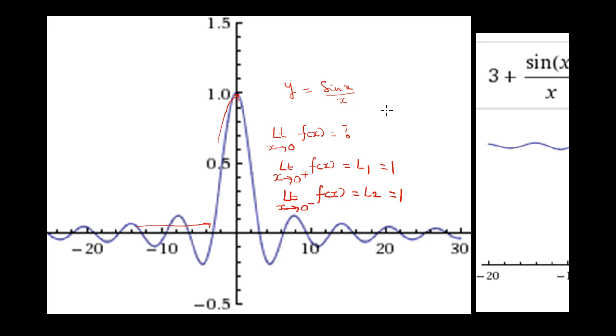Now since the left hand side limit equals the right hand side limit, we say limit x tends to 0 f of x exists and is equal to 1. Okay, so we can conclude that limit x tends to 0 f of x equal to 1, or limit x tends to 0 sine x by x equal to 1.